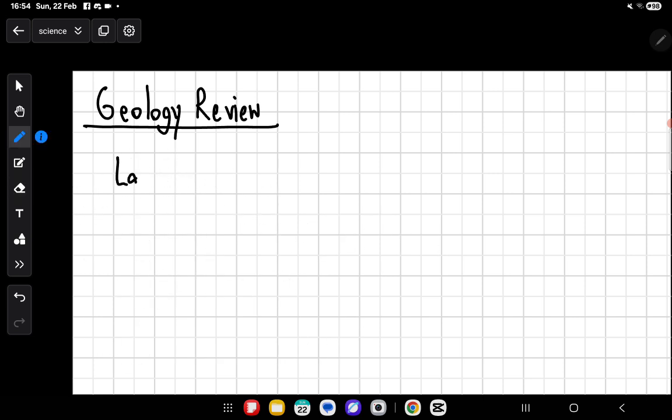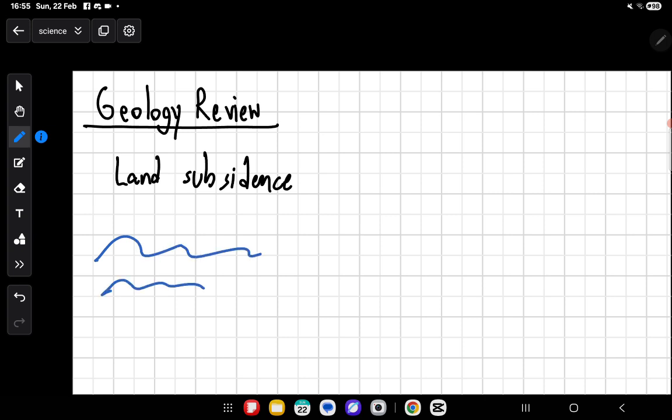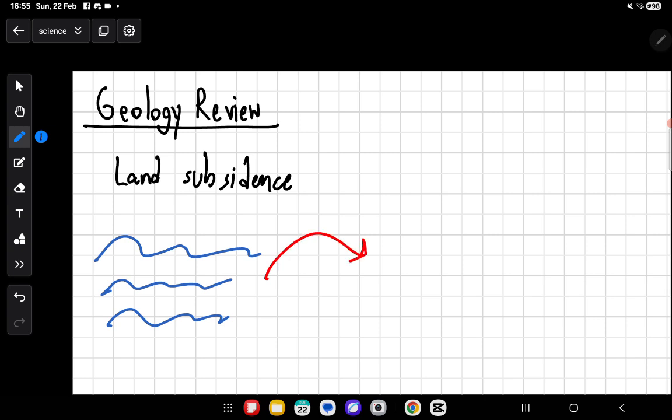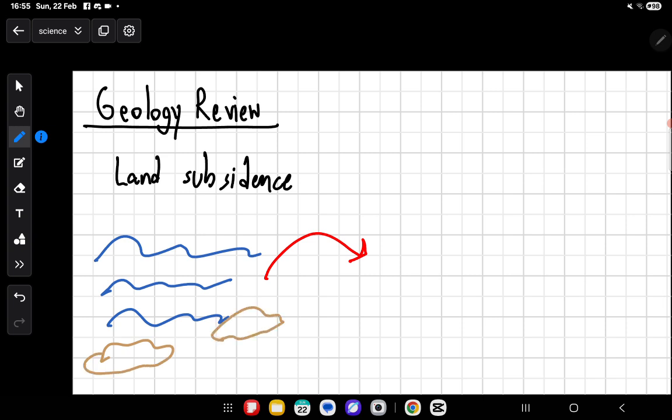Now let's look at land subsidence. It's basically when a large amount of groundwater is withdrawn from certain types of rocks. So let me draw some rocks here as an example. So the groundwater is in these rocks, right? Then it is withdrawn from those rocks, causing land subsidence.